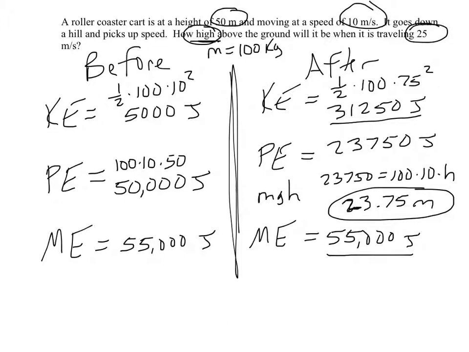And does this answer make sense? We started at a height of 50 meters, and now we're at a lower height, and we're going faster. That should make sense, because we converted some of our height, or potential energy, into speed, or kinetic energy. So if this were higher than 50, then that wouldn't make any sense. There's no way you can go higher and gain speed without gaining energy. So, always look at it, make sure it sort of makes sense.